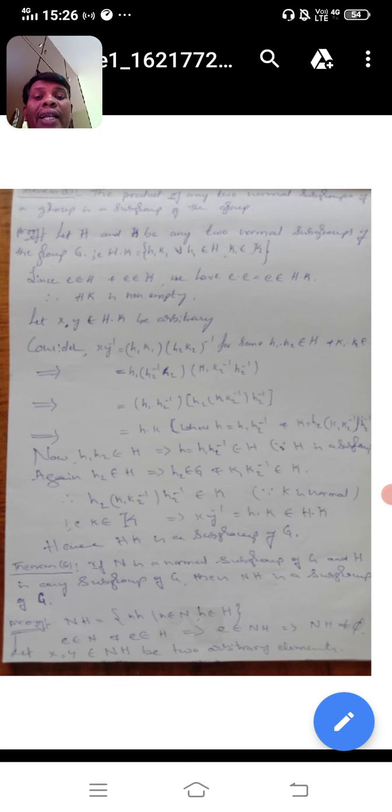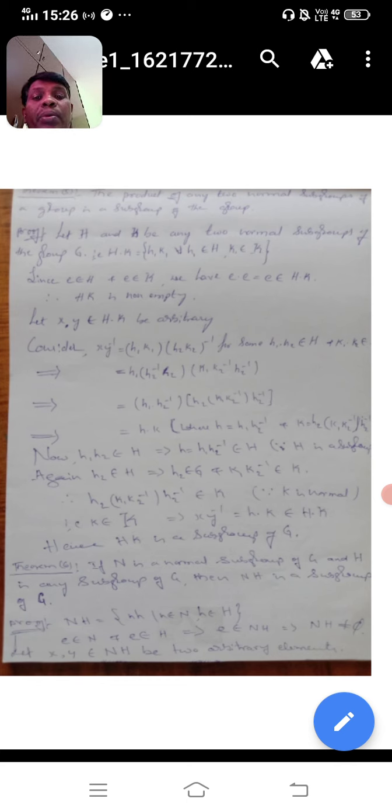Its proof is: let H and K be any two normal subgroups of a group G. Here, consider there are two normal subgroups, that is H and K. So HK is equal to the set of all h1 into k1 for all h1 belongs to H and k1 belongs to K.